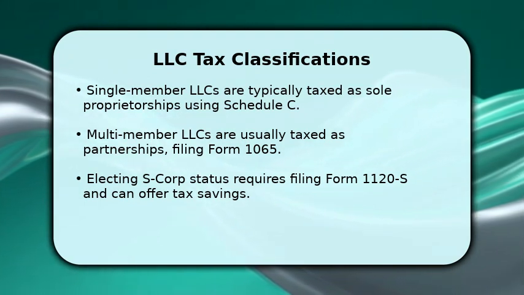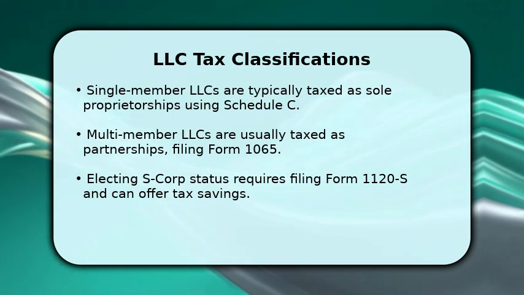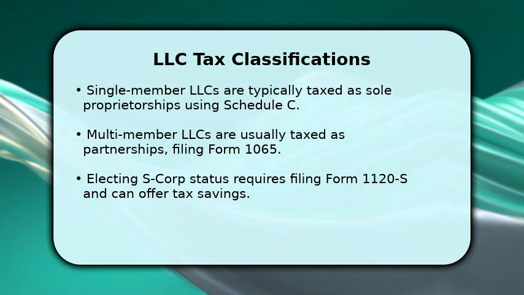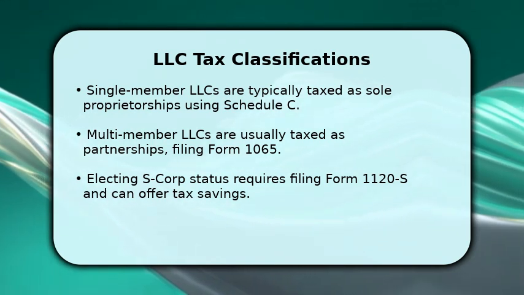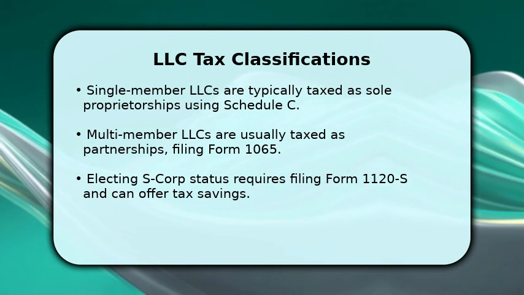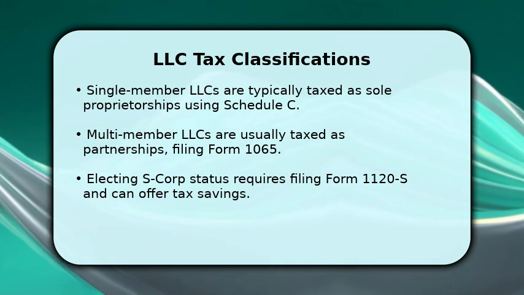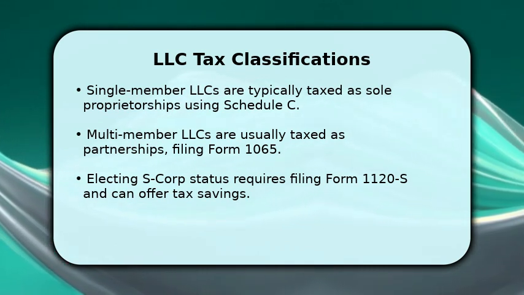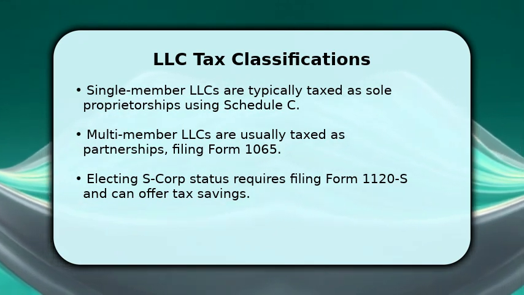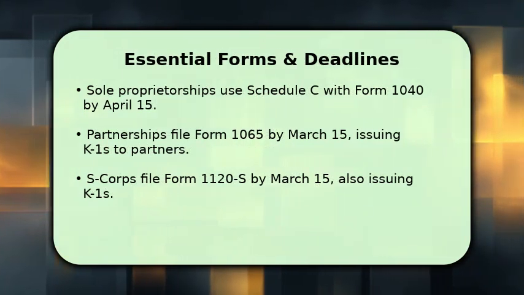If you're a single-member LLC, you'll generally file as a sole proprietorship using Schedule C with your personal Form 1040. Multi-member LLCs are typically treated as partnerships, requiring Form 1065. Electing S-Corp status by filing Form 1120S can sometimes provide tax advantages by allowing you to pay yourself a reasonable salary and distribute remaining profits. Knowing the correct forms and deadlines is vital for compliance.